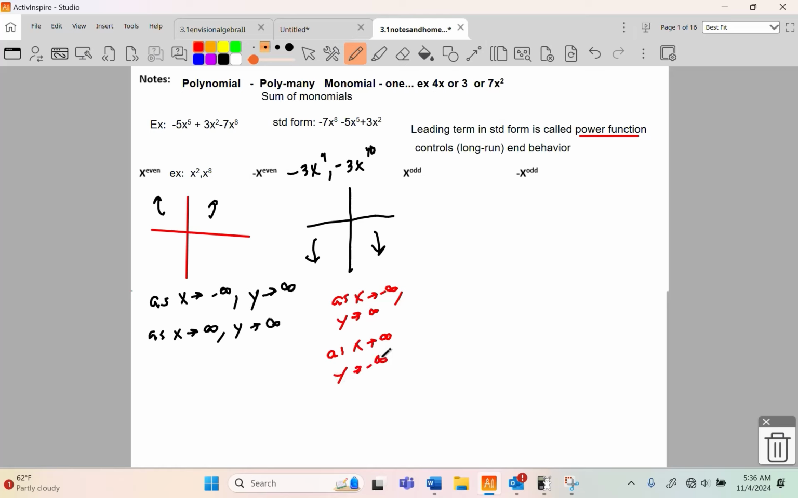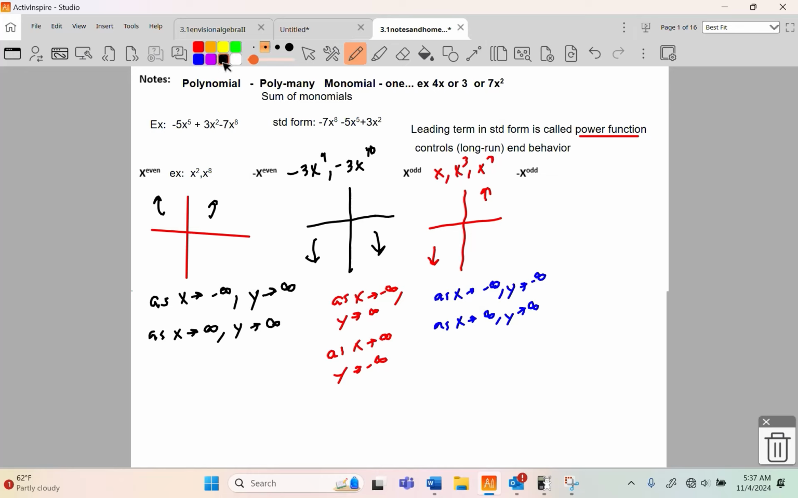X to the odd, we're just looking at odd exponents. It'd be something like x or x cubed or x to the seventh. They always start low and they always end high. So as x approaches negative infinity, the y value also falls to negative infinity. And as x approaches positive infinity, the y value approaches infinity.